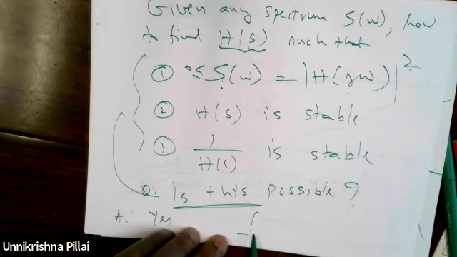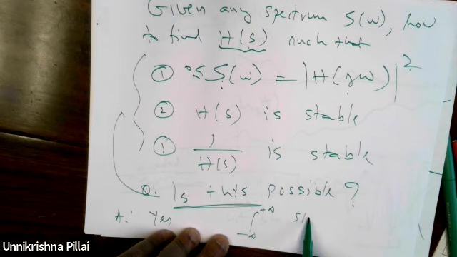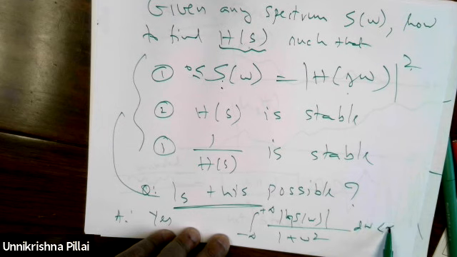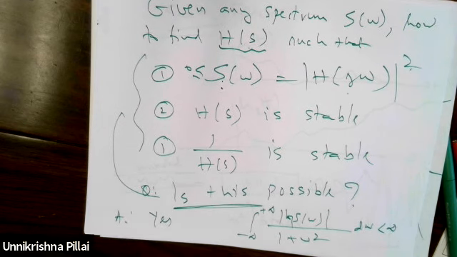The answer is yes. Maybe you have seen this: there is a condition that the integral of log of S omega should be less than infinity. For such spectra, this is possible. This is known as the Paley-Wiener criterion. I'm going to give you some examples. In the rational case, I will show you how to do it.